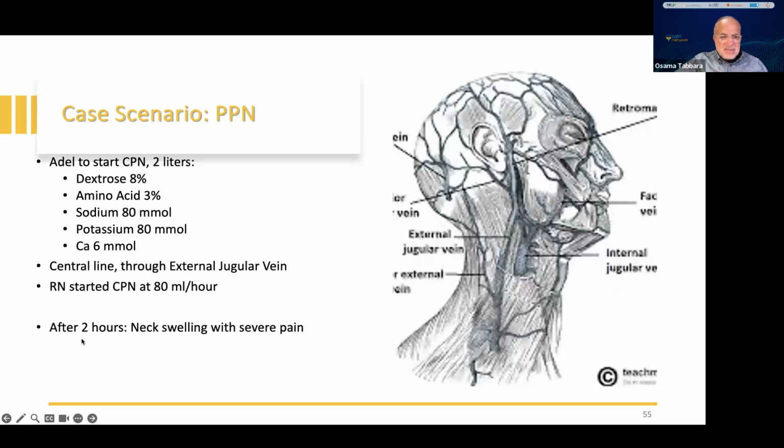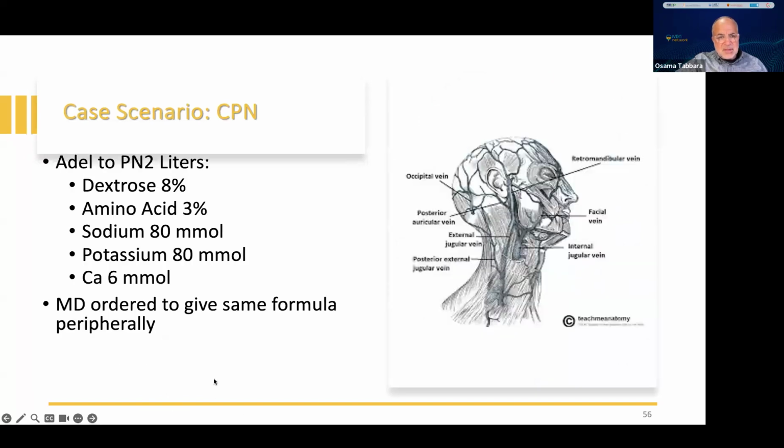Unfortunately, and this is a real case, the nurse called me saying, Osama, please come to the unit. The patient is having severe neck swelling with severe pain. So what went wrong with this patient? The patient was started on CPN, but the chest X-ray was unfortunately not checked. The tip of the catheter was not located in the right place. So the patient had extravasation from the jugular vein to the neck area, and the patient was taken to the OR for debridement of necrosis.